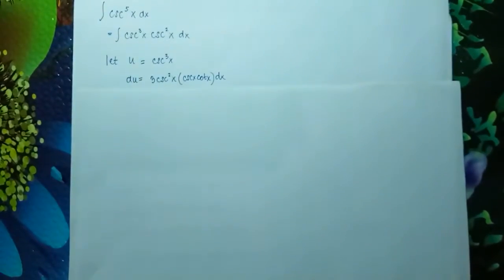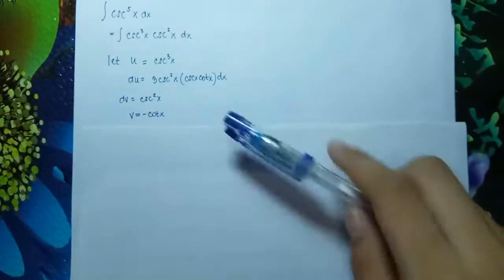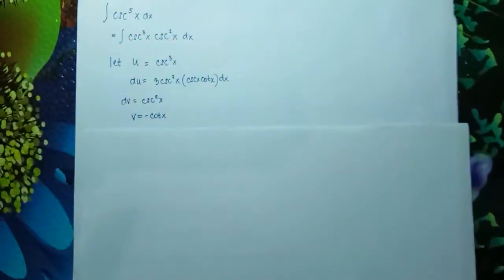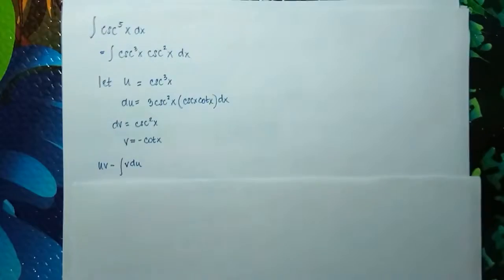So let u be cosecant cubed x and du be 3 cosecant squared x times the derivative of cosecant, which is cosecant x cotangent x dx. So our dv would be cosecant squared x, and our v, which is the integral of cosecant squared x, is negative cotangent x. So the formula we have for integration by parts is uv minus the integral of v du.